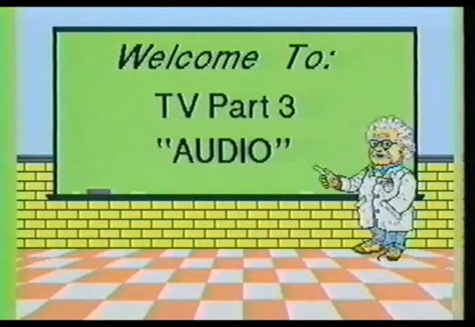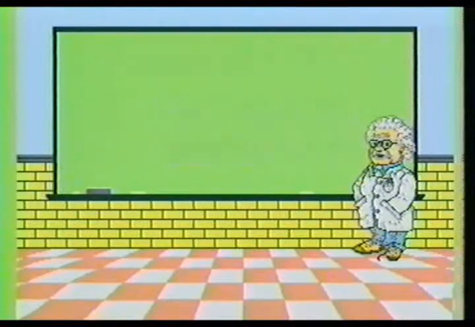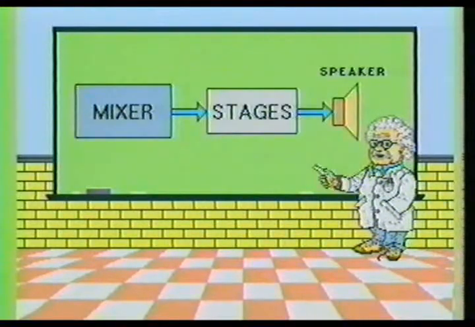Welcome to TV Part 3, Audio. In this video, you will examine the steps necessary for the audio reproduction in a typical color television receiver. You will start with the IF sound carrier outputted by the mixer stage and follow it through the necessary stages to arrive at the speaker system.